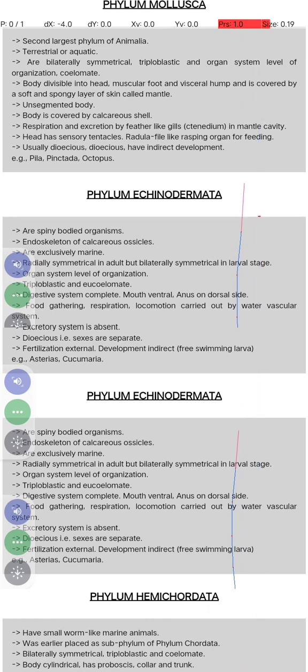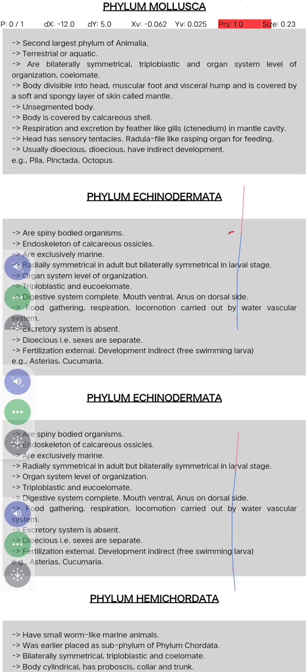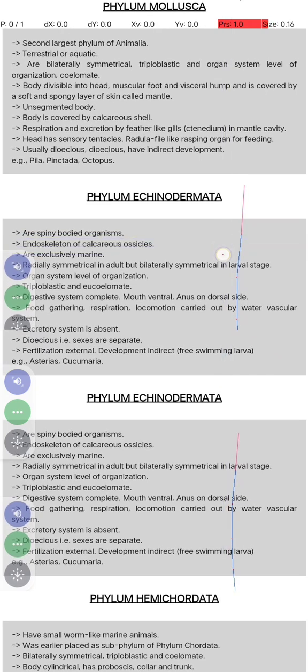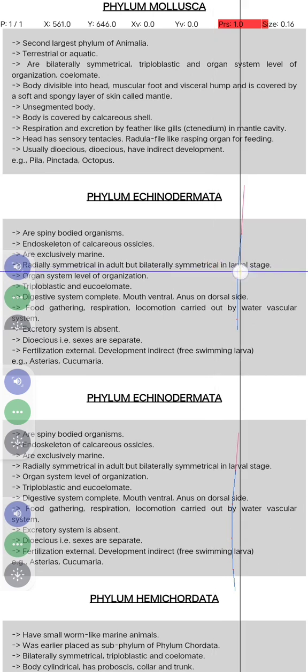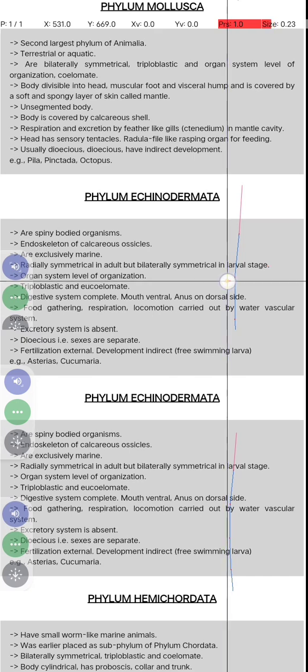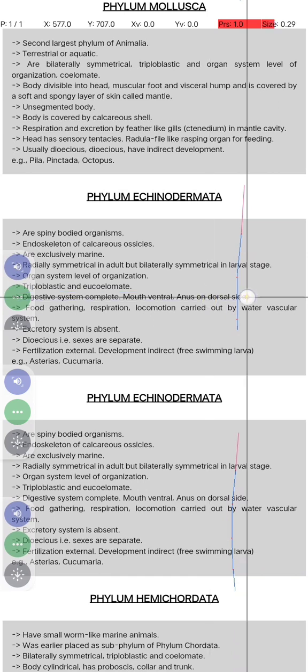Now Phylum Echinodermata. They are spiny-bodied organisms with an endoskeleton of calcareous ossicles, exclusively marine, radially symmetrical in adults and bilaterally symmetrical in larval stages, with organ system level of organization, triploblastic and eucoelomate. The digestive system is complete, with the mouth ventral and the anus on the dorsal side.